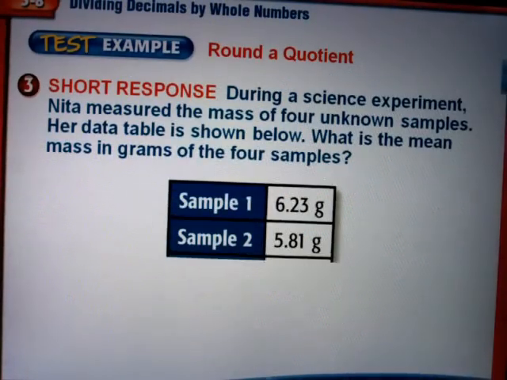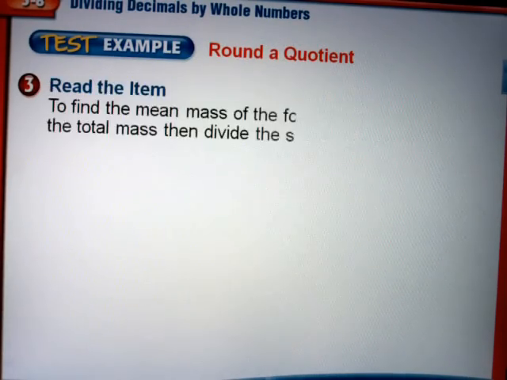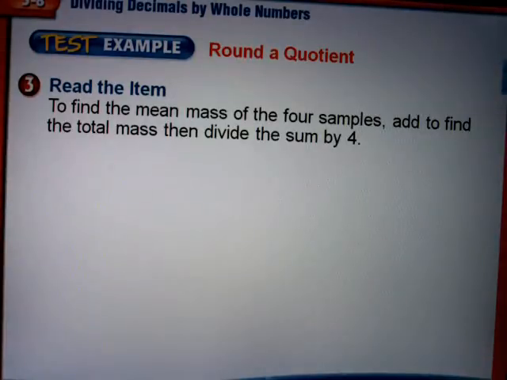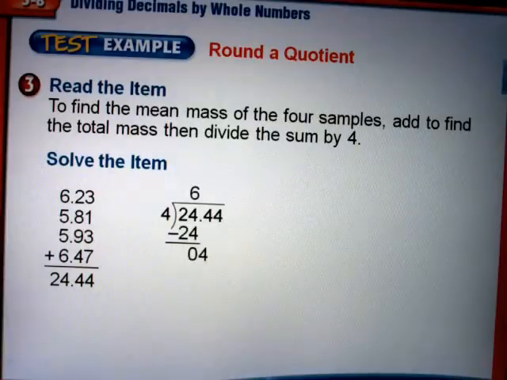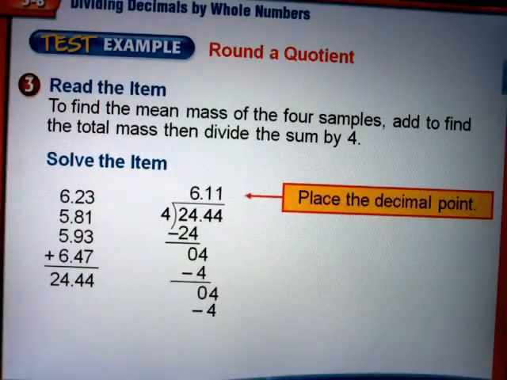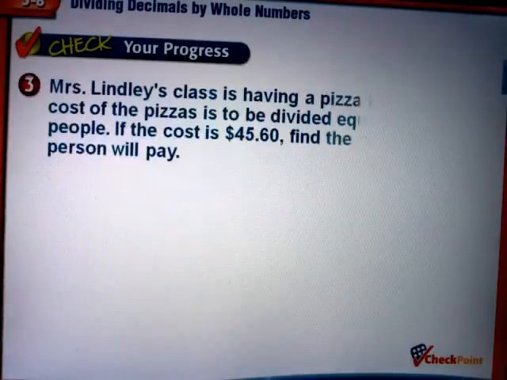Now we're going to do some rounding. During a science experiment, Nita measured the mass of 4 unknown samples. Her data table is shown below. What is the mean mass in grams of the 4 samples? So now what we're going to do is find the mean mass. We're going to have to add those total masses and divide by 4. Divide it out. So the mean mass of the 4 samples is 6 and 11 grams.